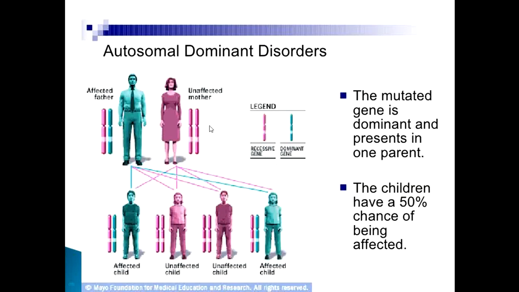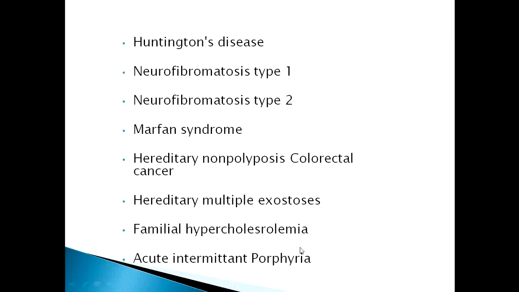Here you can see an affected father can transmit the disease to 2 out of 4 of the children. So the next child will have a 50% chance of being affected. Examples include Huntington disease, neurofibromatosis type 1 and 2, Marfan syndrome, and others.